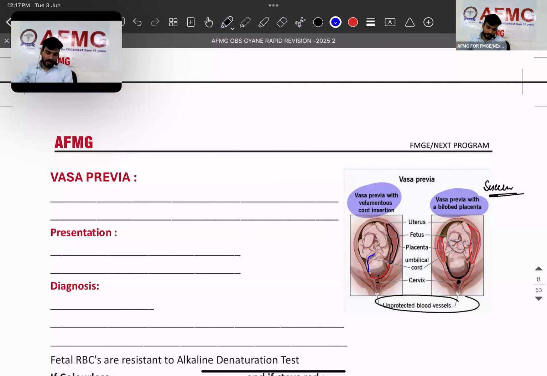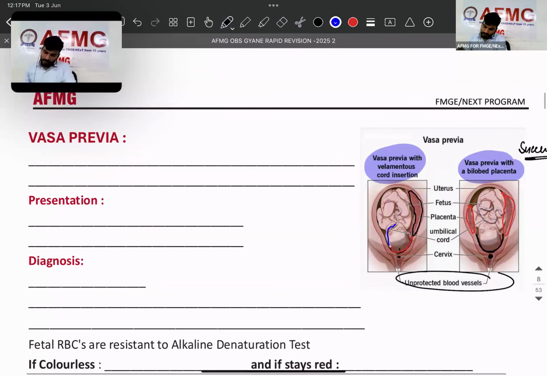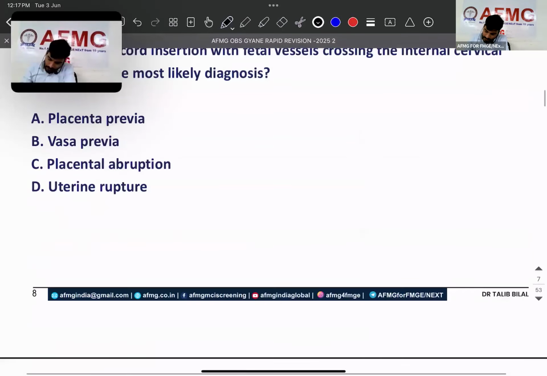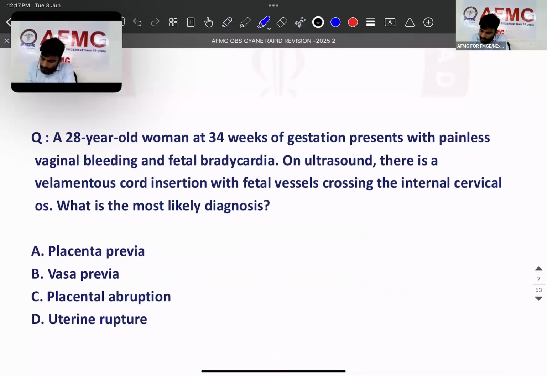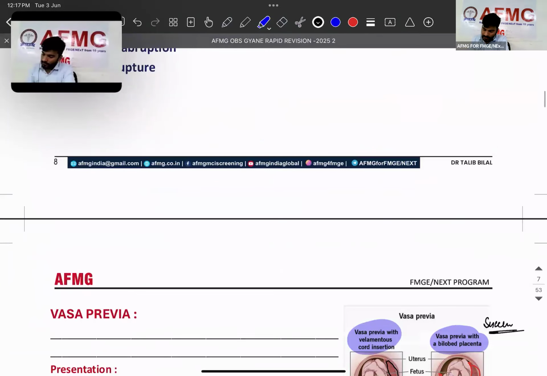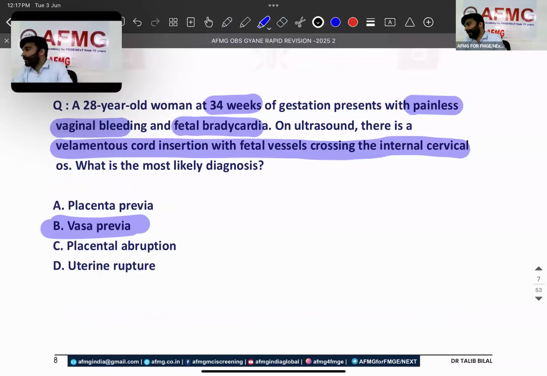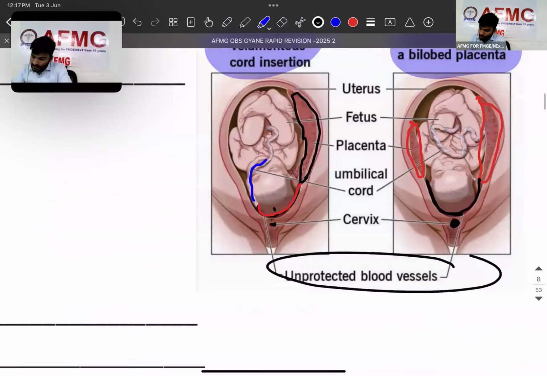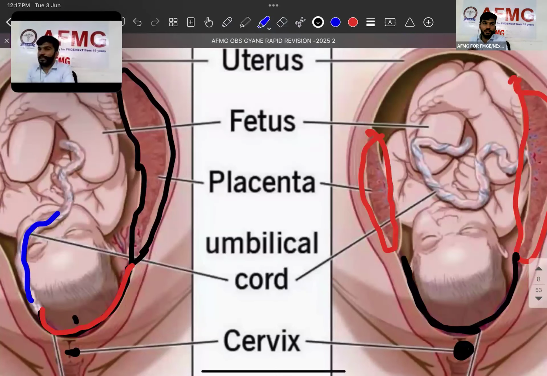Vasa previa. Answer me this question: a 28-year-old woman at 34 weeks of gestation comes with painless vaginal bleeding and fetal bradycardia. On ultrasound, there is a filamentous cord insertion with fetal vessels crossing the internal cervical os. What is the condition? Vasa previa. They are crossing at both places. So what is the diagnosis?